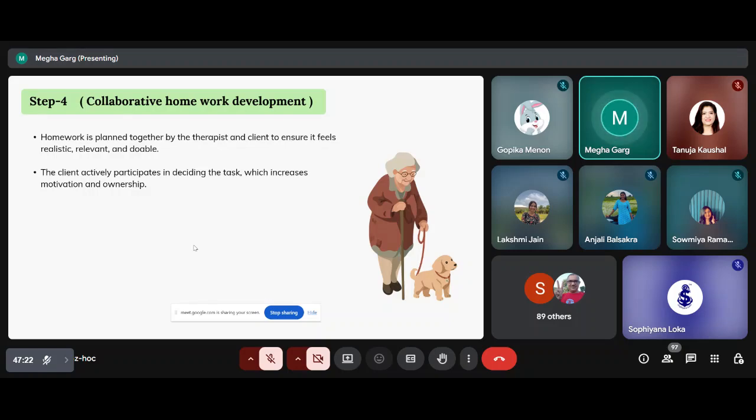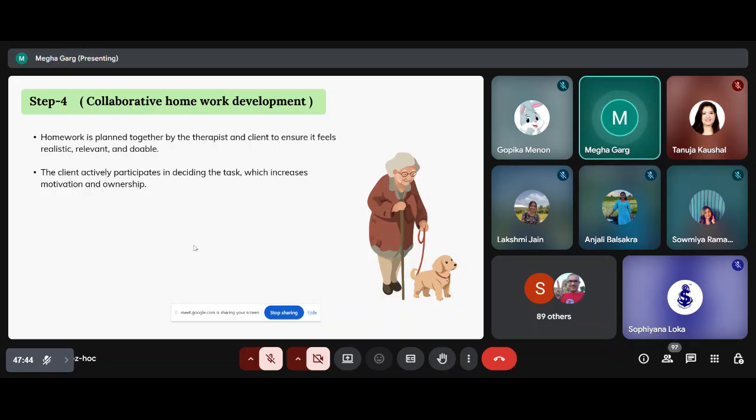So basically, homework is planned together by the therapist and client. Most of the time, the mistake we make is that we give the homework to the client and expect that they will do it in return. But 95% of the time, clients will never complete their homework because they were not interested. They don't want to do that work.